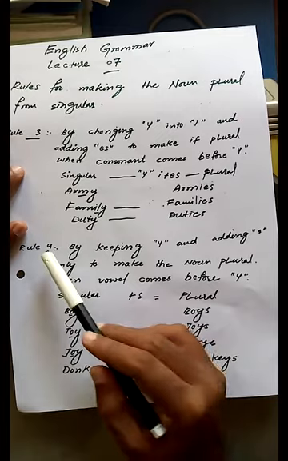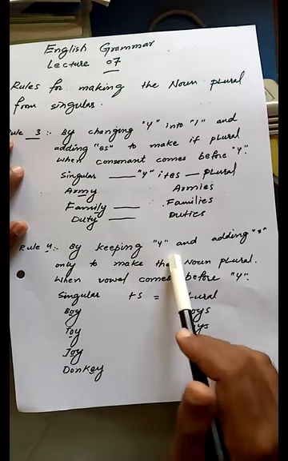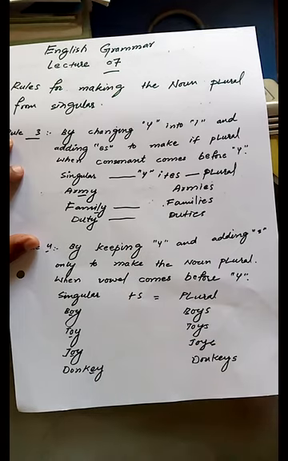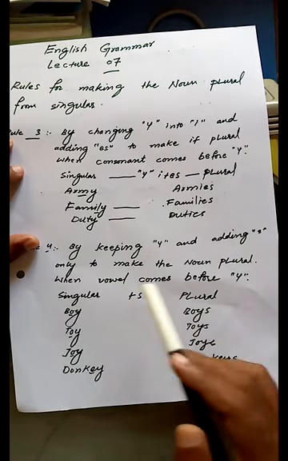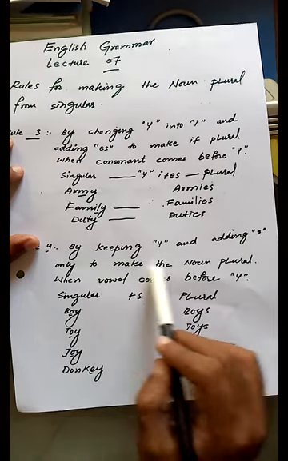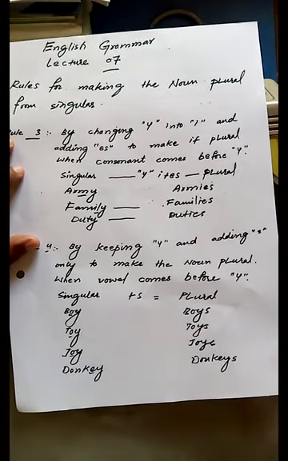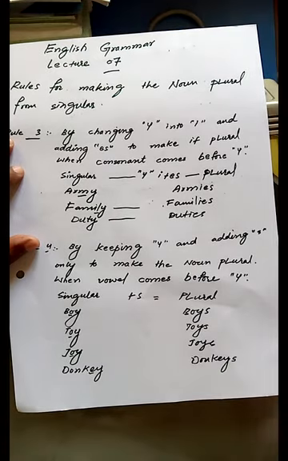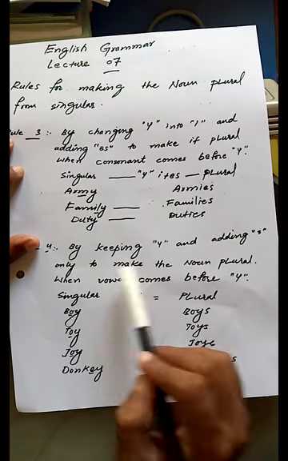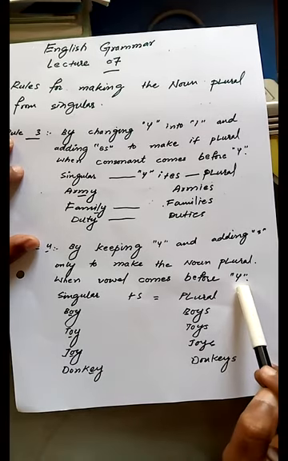So it is rule number 4. Rule number 3 was by changing y. This one is by keeping y. We will not change y into i or some other letter. The y will remain y, and we add s only to make the noun plural. Now we don't have to change the y into i and add es. Now we have to keep y and add s only to make the noun plural when a vowel comes before y.